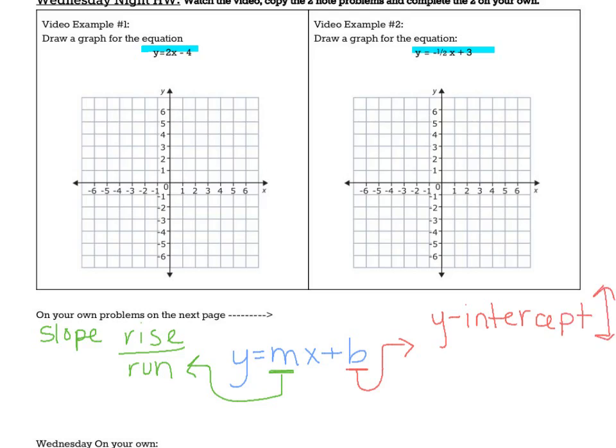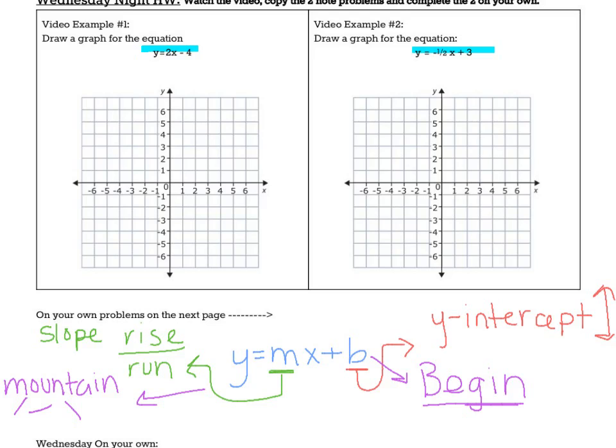And today we want to add on to these one little thing. B is going to be where we begin. That's the first step of drawing our graph, beginning with our y-intercept. And then m tells us about our mountain. We might have a really steep mountain, a not so steep mountain, a downward mountain, and slope tells us the steepness. So first we need to know where to begin, so we're going to use our y-intercept, our b value. Then we're going to determine how steep our mountain is with our slope.